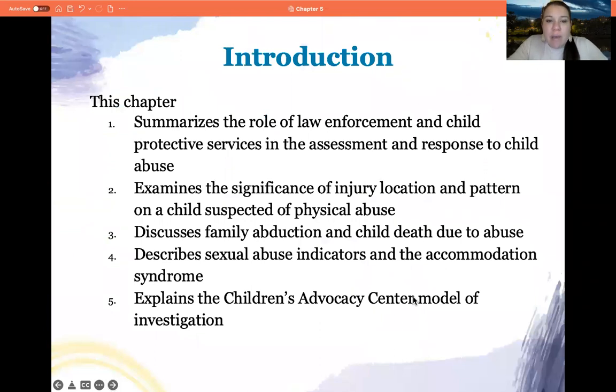So we're going to talk a little bit about the role of the different agencies, law enforcement, CPS, regarding the assessment and how they respond to child abuse. We're going to talk about injury location and patterns and how to look for those, particularly with regard to physical abuse. We're going to talk a little bit about child death abuse. And we're going to talk quite a bit about sexual abuse indicators. And then finally, we're going to wrap up with talking about the Children's Advocacy Center model. So that's going to be an important model for you all to understand.